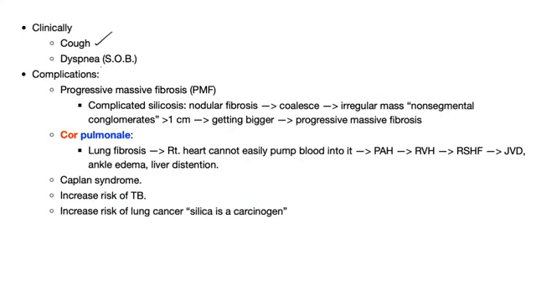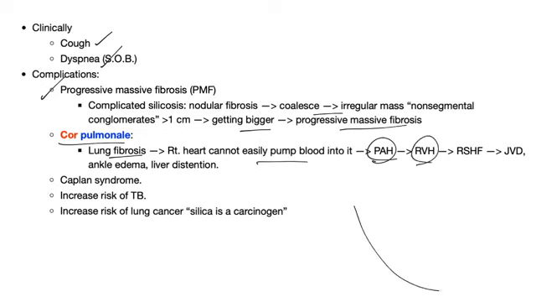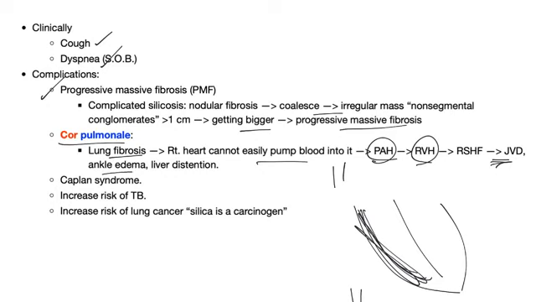Silicosis clinically: cough and dyspnea, no kidding, it's a lung disease. Complications: progressive massive fibrosis, and they get bigger and they coalesce. Cor pulmonale, lung fibrosis. The right heart cannot easily pump blood against this increased fibrous tissue, leading to pulmonary arterial hypertension, right ventricular hypertrophy, and then right-sided heart failure. And this will lead to three things: jugular venous distension, veins in your ankle, so ankle edema, and veins in the liver, liver distension.